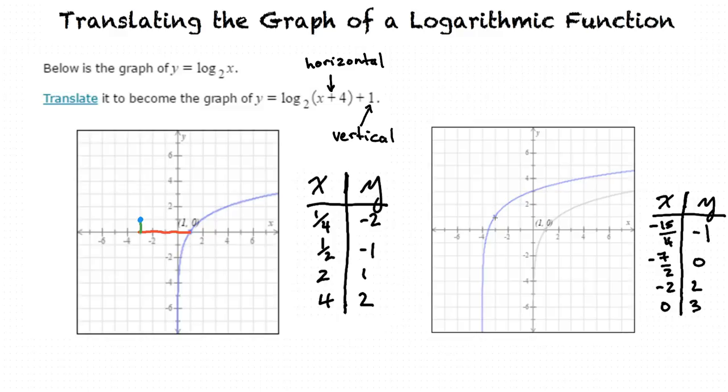So horizontal translations are inside the parentheses and vertical translations are outside the parentheses. Very good. You learn quickly.